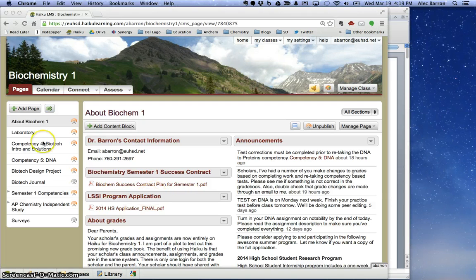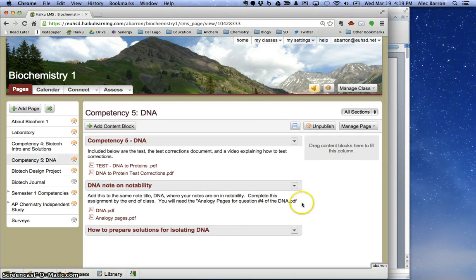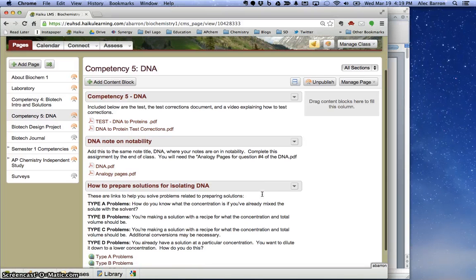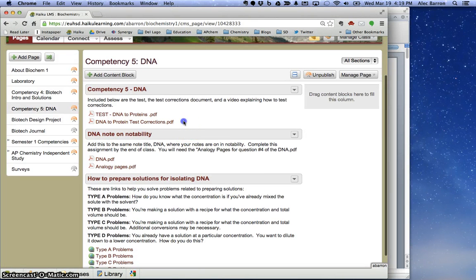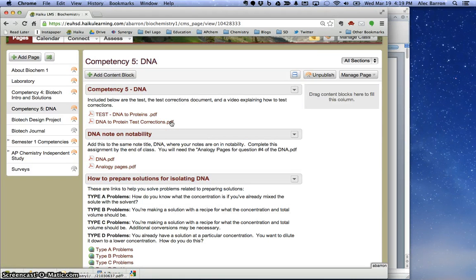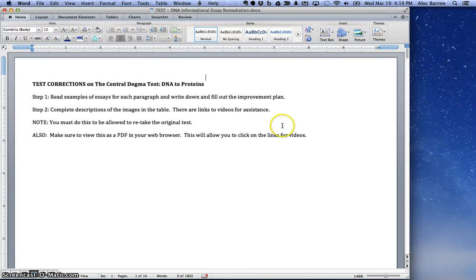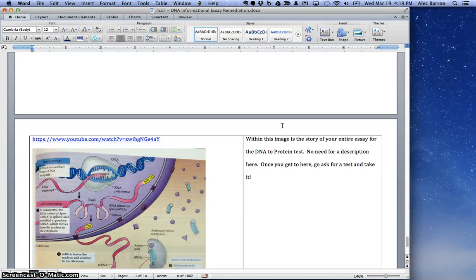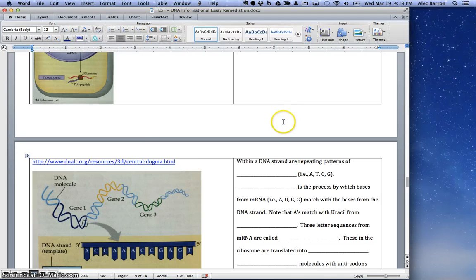So the first thing you're going to do is click on where it says Competency 5 DNA, if you haven't done that already, to access the video. And then you're going to click on what it says right here, DNA to protein test corrections. When you click and open up that document, I would like you to leave it open in the web browser. Unfortunately, if you download it, then you'll lose the ability to click on links. The links are located on the lower part of the assignment, and you need these links to help do part of your test corrections.